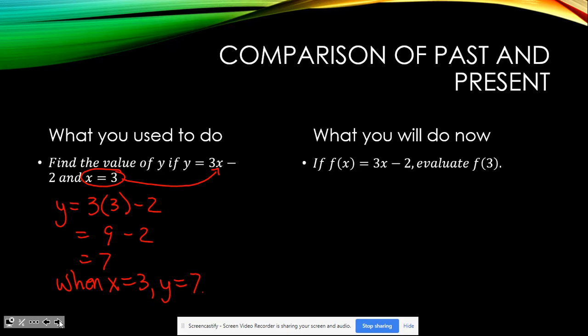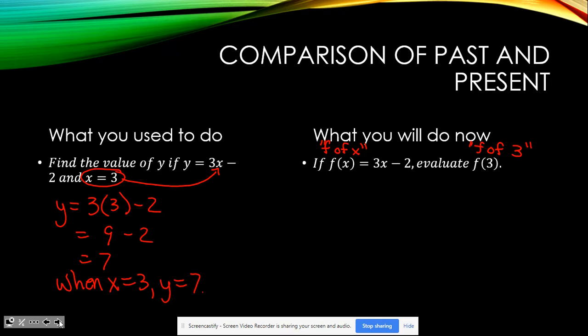What you'll be used to seeing at this point is something like this. And please note how I am saying this. If f of x is equal to 3x minus 2, evaluate f of 3. Again, f of x, that's how we pronounce the function notation. This would be f of 3.